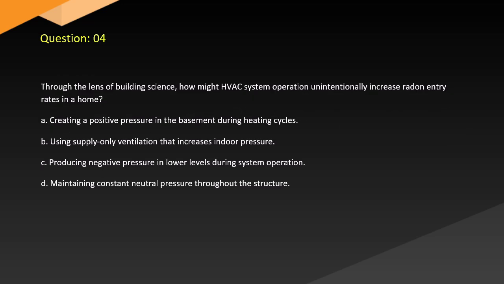Question 4. Through the lens of building science, how might HVAC system operation unintentionally increase radon entry rates in a home? A. Creating a positive pressure in the basement during heating cycles. B. Using supply-only ventilation that increases indoor pressure. C. Producing negative pressure in lower levels during system operation. D. Maintaining constant neutral pressure throughout the structure.